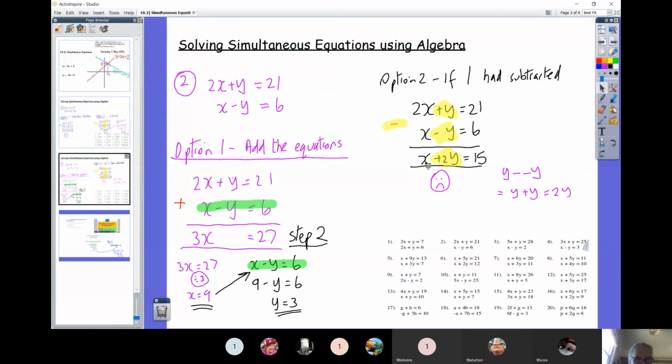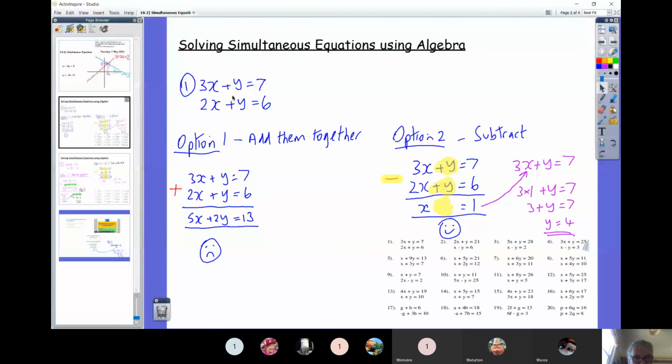So the key bit is, why on question 1 did we take away the equations? Because that's what made the y disappear. When you've got the same sign on the variable that you're trying to get rid of, you make the decision to take away.